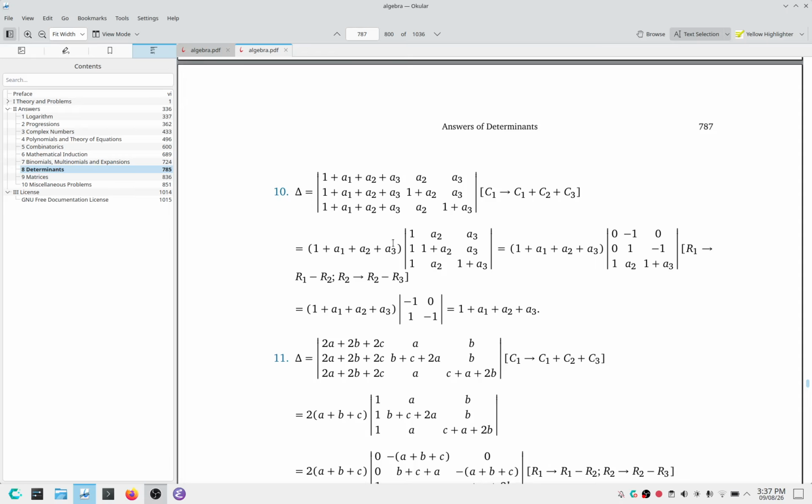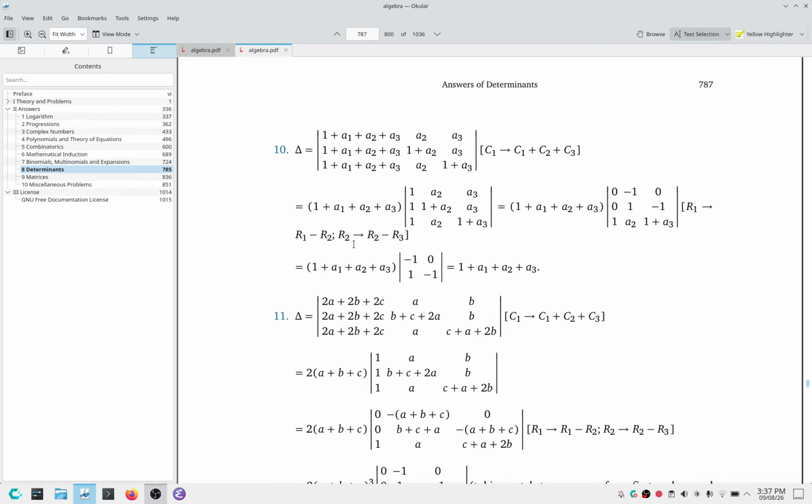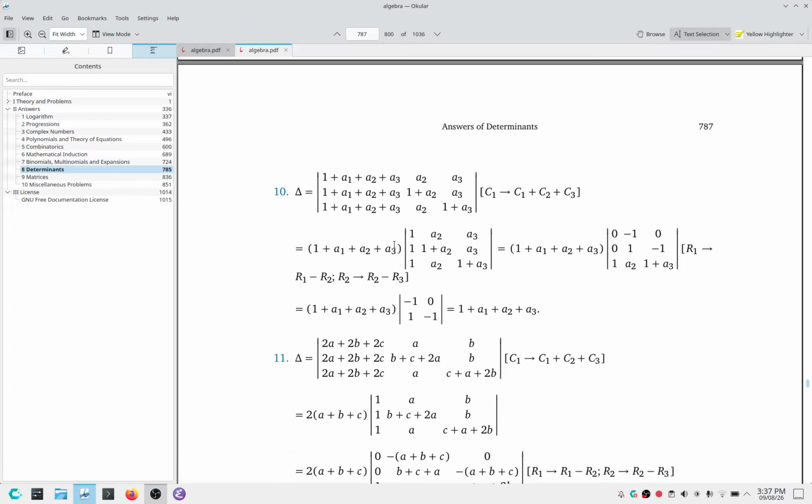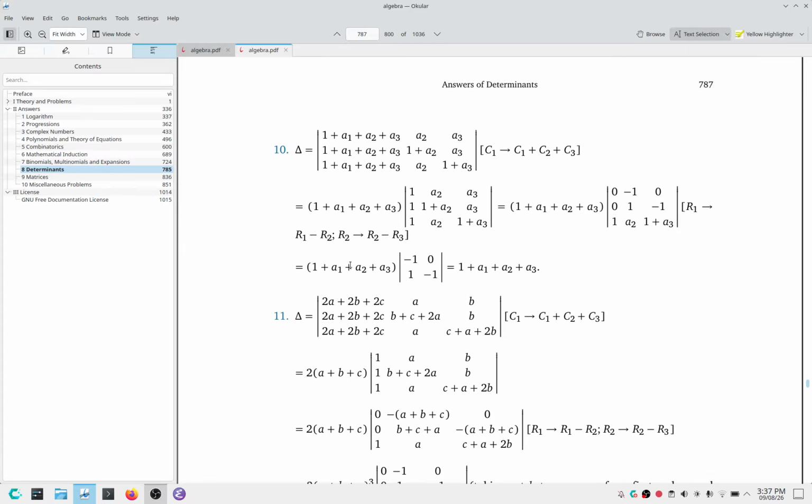Okay, so with this we come to the end of the 10 questions of determinant. As you can see, the questions are relatively easy. Further questions will be slightly difficult, but rest assured that it will still be quite easy compared to other topics.